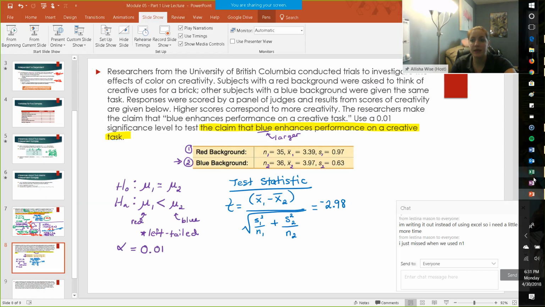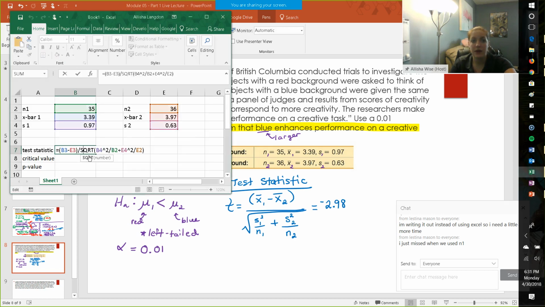Let me pull up the assignment again. N1 is underneath S1 squared. So it's right here.